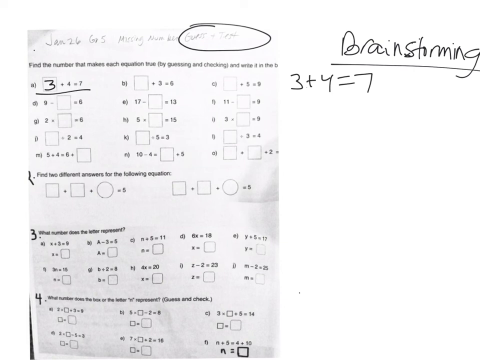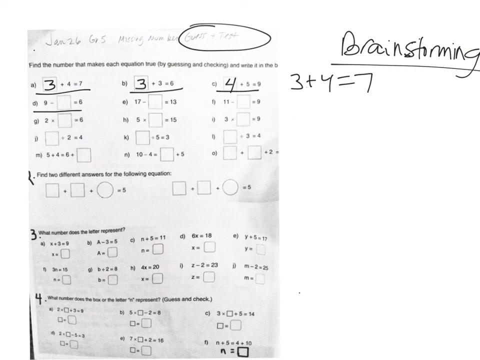Number 1B, an unknown number plus 3 equals 6. And I think you should probably know your doubling numbers really well enough to know that 3 plus 3 is 6. That should probably be a little more automatic. C, unknown number plus 5 equals 9. Same thing, you might know automatically that 4 plus 5 is 9. Or you might have needed to do a bit of a guess and test.